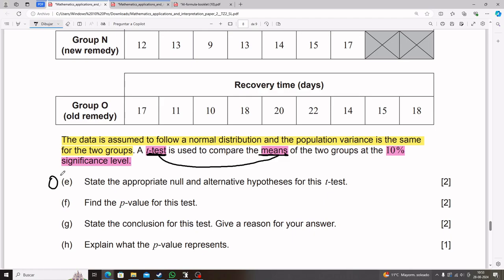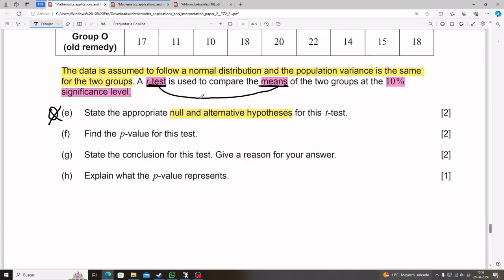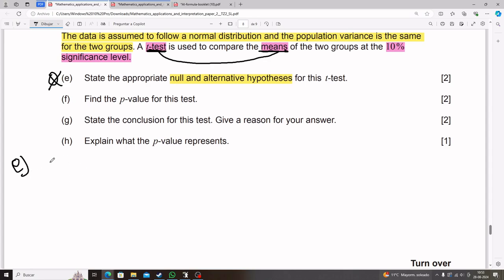So for part E, you need to state the null and the alternative hypotheses for this t-test. The null is what they usually call H0, while the alternative is usually what they call H1. Now, for the null, what I need you to associate it to is that the null is usually simply like no change, while the alternative is going to be that there is a change, so yes change.